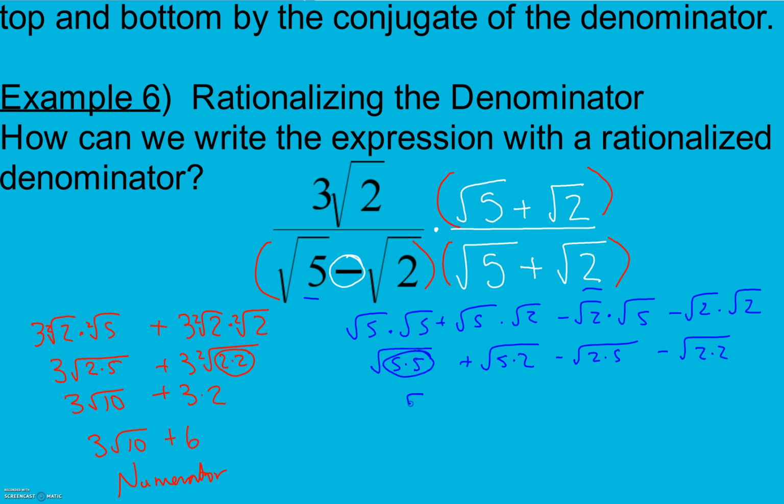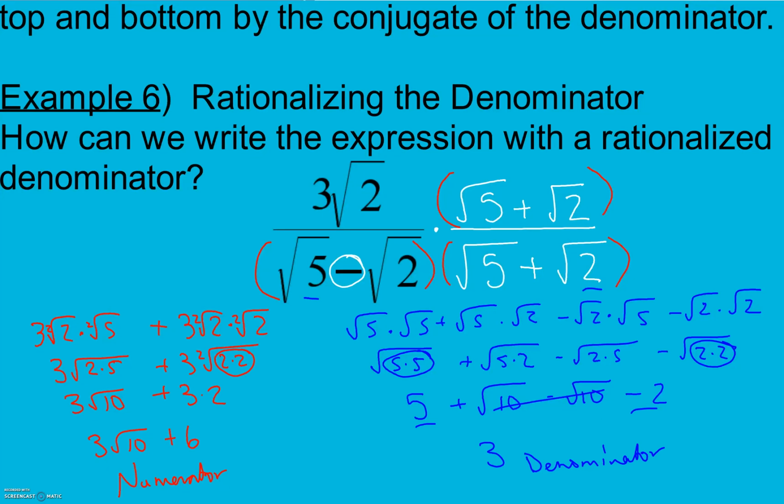I have a group of 5s, so that's just 5. Here I can't take a group out, so I have the square root of 10. Can't take a group out, so it's the square root of 10. Here I have a group of 2's, so I can take that out. To combine like terms, 5 minus 2 is 3, and square root of 10 minus square root of 10 is 0. So 3 is my denominator.